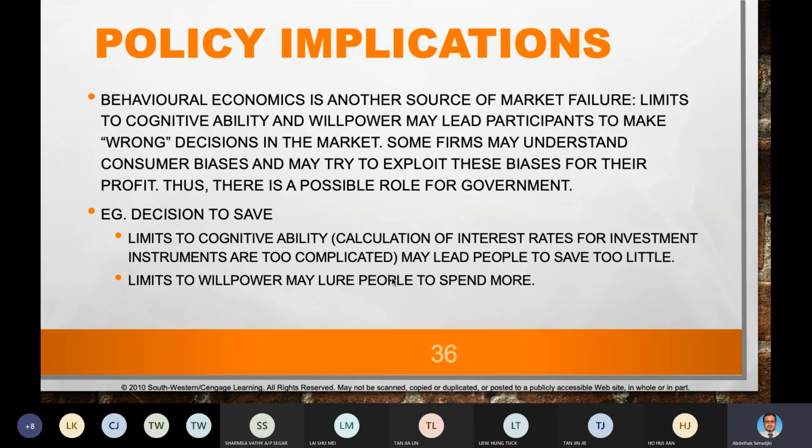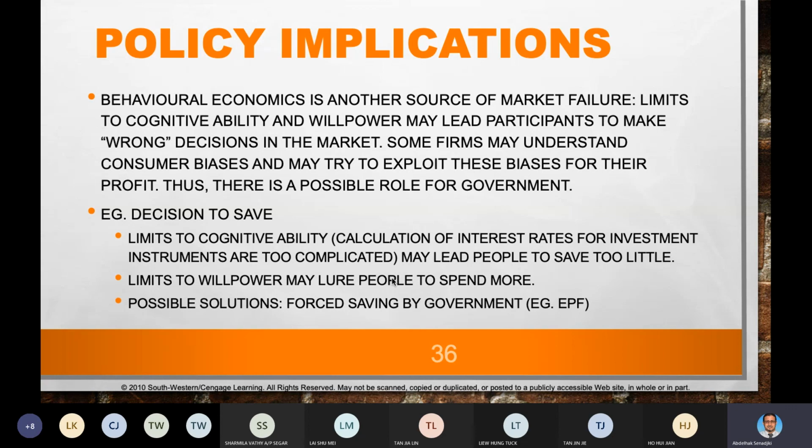Decision to save. Limit to cognitive ability. For example, calculation of interest rate for investment in instruments is too complicated. May lead people to save too little. Limit to willpower lures people to spend more. So a possible solution: forced saving by government.